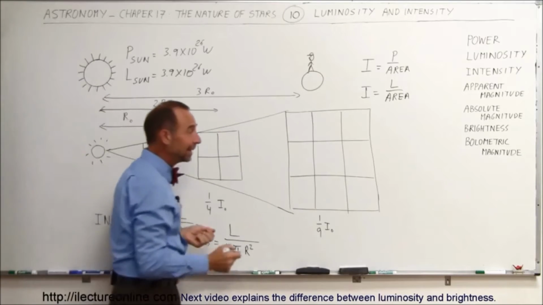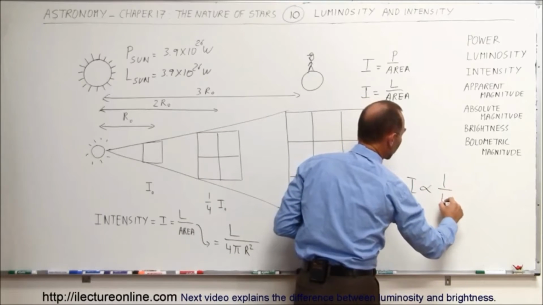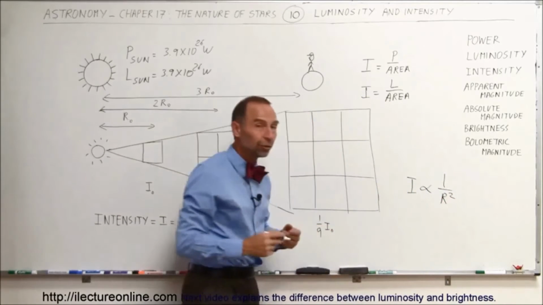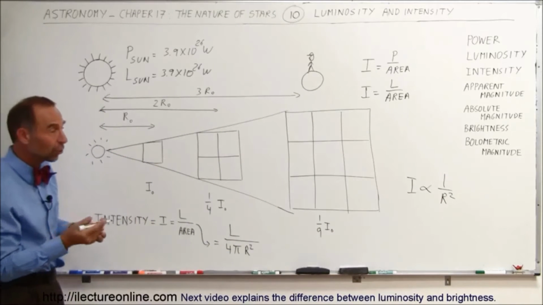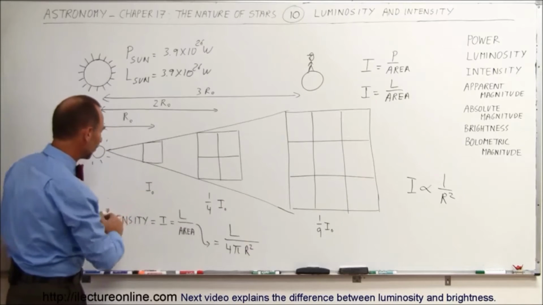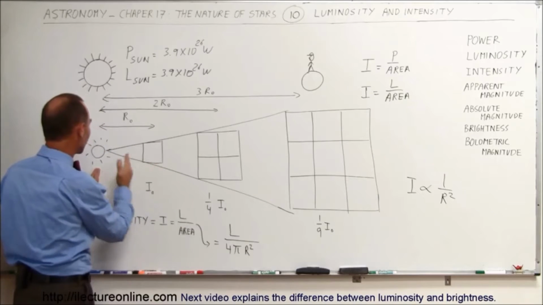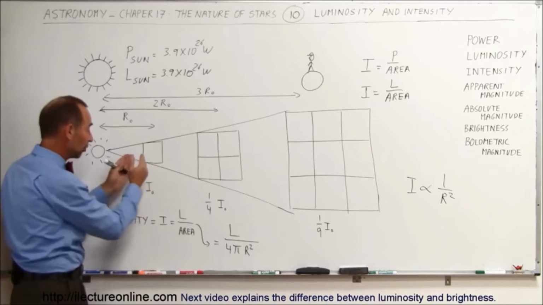It turns out that the intensity is proportional to 1 over the distance squared. So if you double the distance, you only get a quarter of the intensity. If you triple the distance, you only get 1/9 of the intensity. And that's what I try to illustrate here. So you can see that at a distance r away from the sun, your intensity will be what we call I sub naught. It'll be a certain intensity.